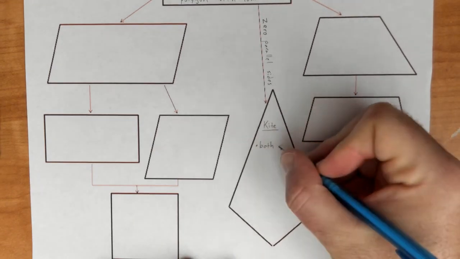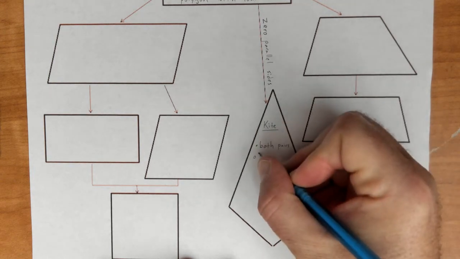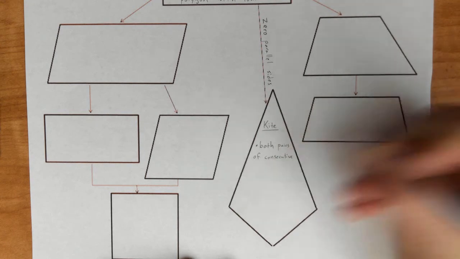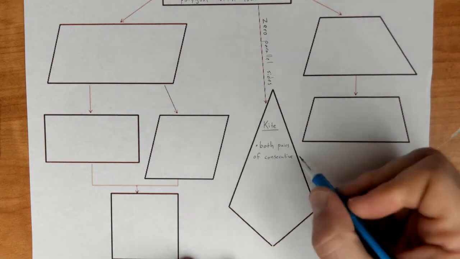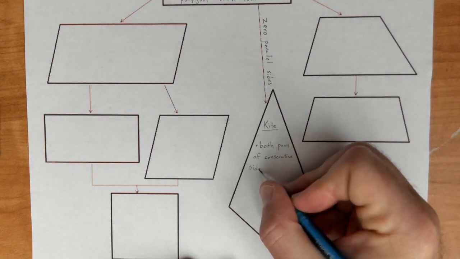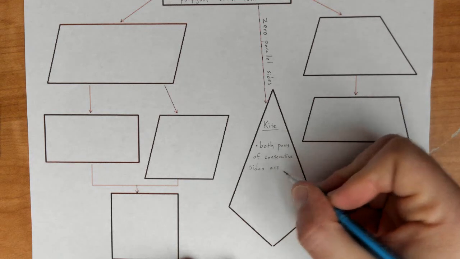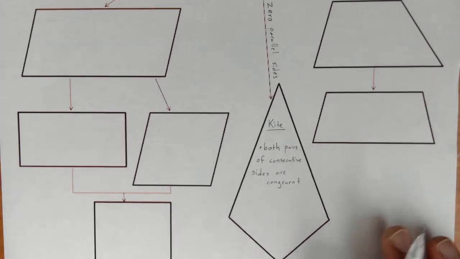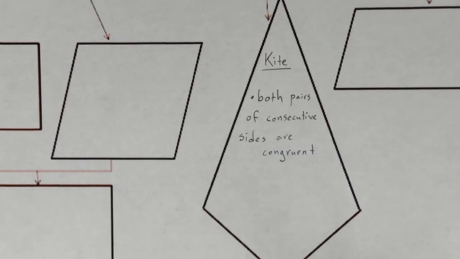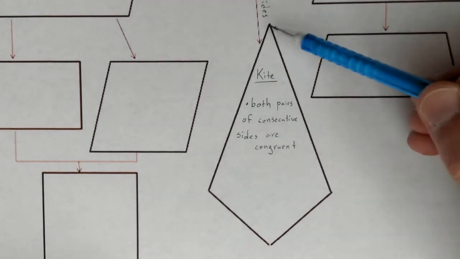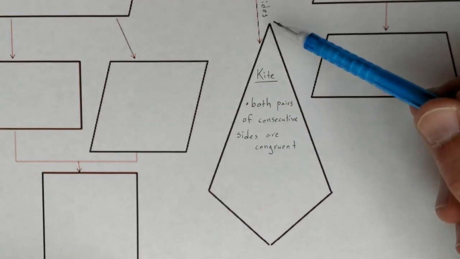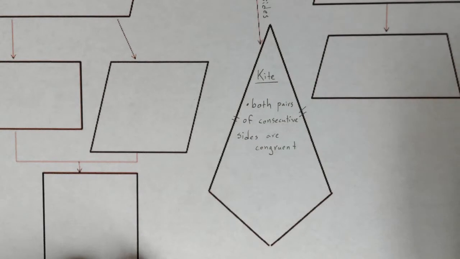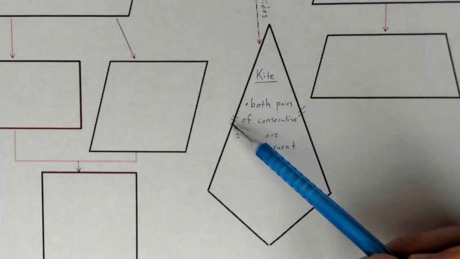First of all, both pairs of consecutive sides are congruent. We've talked about consecutive: next to each other, touching. Both pairs of consecutive sides are congruent. What that means, this long side right here and its consecutive side right here are congruent. And that's how we can show that. We draw these little lines.